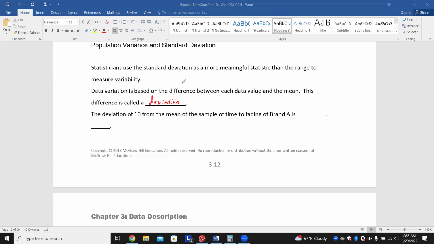So the deviation of 10 from the mean of the sample of fading times for brand A would simply be the mean, which is 35, minus 10. That would mean you are 25 months away. So if you are within 25 and 45 months, that would be within one standard deviation of the mean, plus or minus.